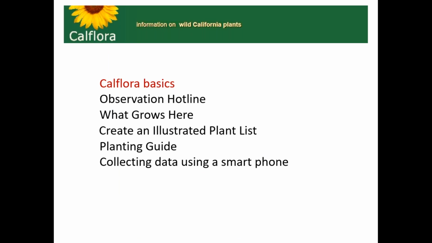Okay. CalFlora Basic, Observation Hotline, which is a way to query data. What Grows Here, which is another way to query data. Create an illustrative plant list. If you're going to go hiking, you can do that on your phone or hard copy. Our planting guide, so if you do any restoration, Coastal Conservancy, so those of you doing restoration at a certain location, you can choose that location and see what would grow well there based on some constraints that you add. And then collecting data using a smartphone.